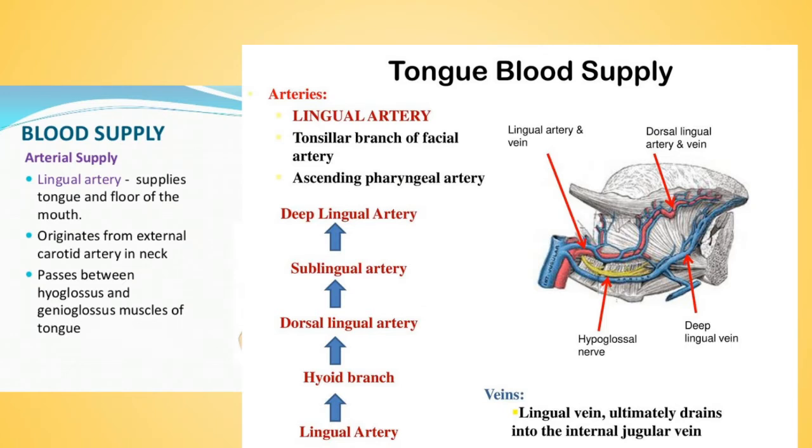Now the arterial supply is basically derived from the tortuous lingual artery, a branch of the external carotid artery. The root of the tongue is also supplied by the tonsillar artery, a branch of the facial artery, and the ascending pharyngeal branch of the external carotid artery. The veins over here are the deep lingual vein, and the vena comitans accompanying the hypoglossal nerve.